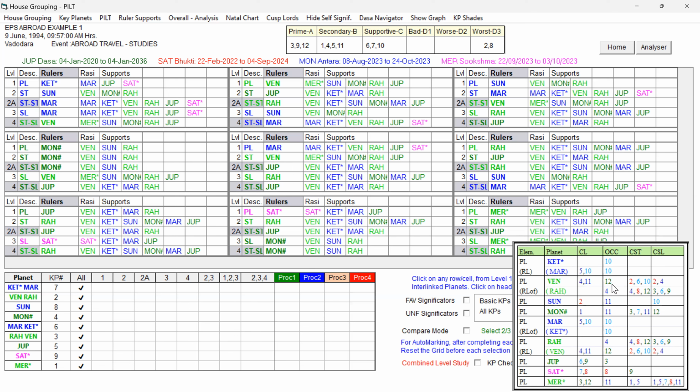So now we have to check the destiny. Before going for the timing of the event, let us check the destiny. Destiny is the 12th sublord and 9th sublord. The 12th sublord is Moon, and the 9th sublord is Rahu. Let us check Moon and Rahu.